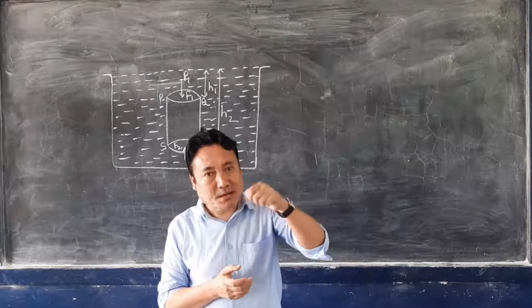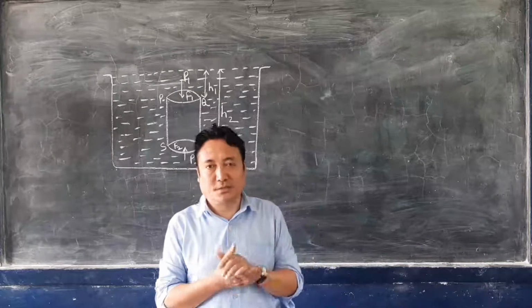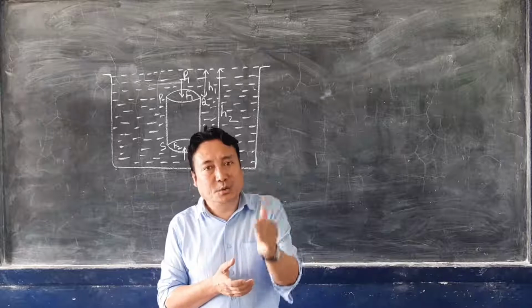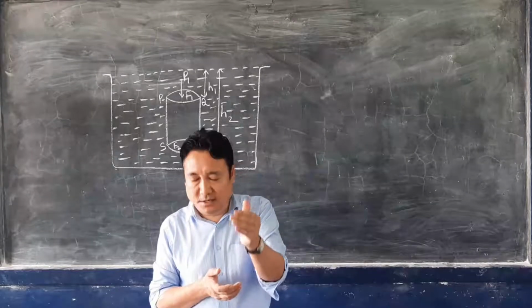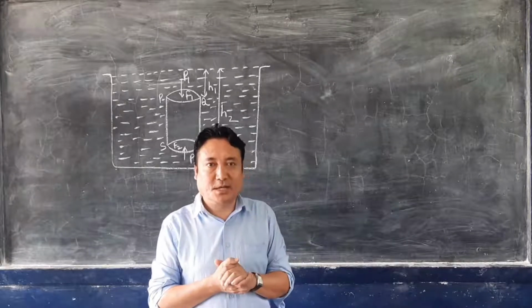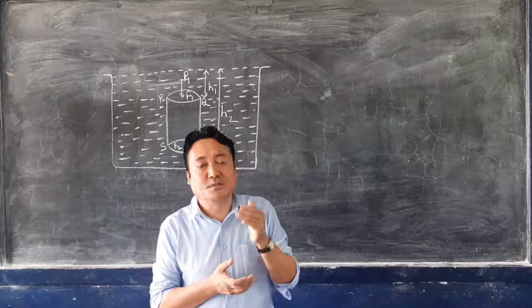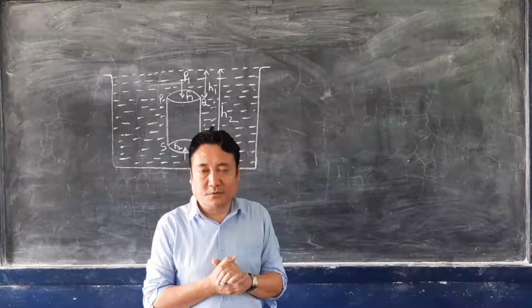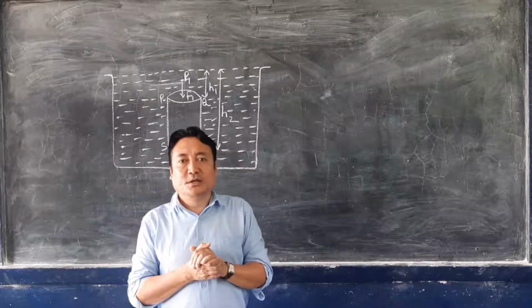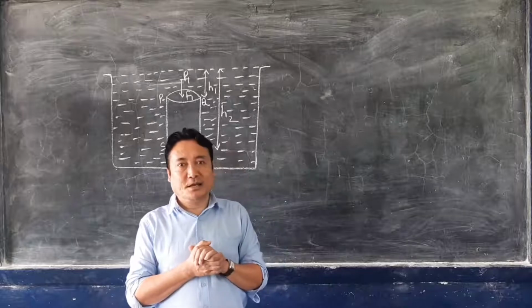Now you bring a stone. You tie the stone with a thread, and you immerse the stone inside the water and consider that stone as a body. Once the stone is immersed in the water, the stone will experience upthrust. The upthrust is exerted by the liquid on the body because the upward force is more than the downward force due to the height of the water volume.